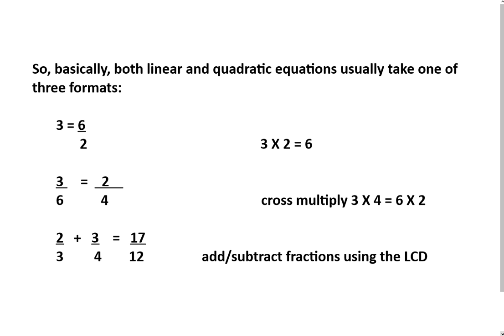So basically, both linear and quadratic equations usually take one of these formats. 3 equals 6 divided by 2. So you just multiply 3 times 2 and it should equal 6. So you can tell you get rid of the denominator. Or it'll be in the format 3 over 6 equals 2 over 4. So I've just taken two equivalent fractions. In this case, they're both equivalent to a half. So I can cross multiply: 3 times 4 equals 2 times 6. Or the format will take the fraction form, where it's like adding or subtracting fractions using the lowest common denominator.